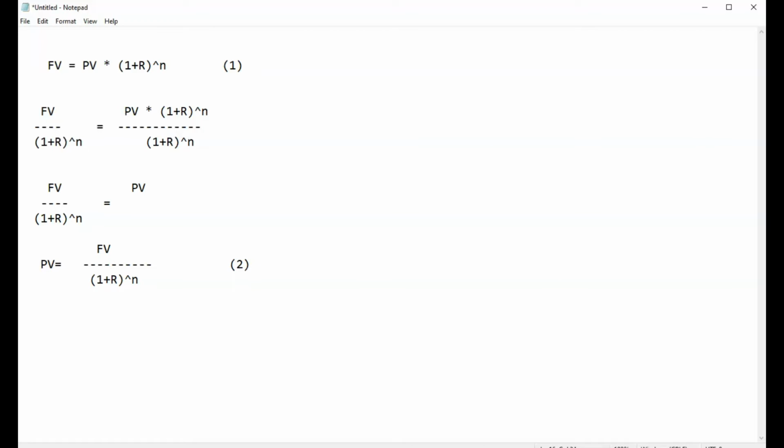Equation number 1 is where we calculate the future value for a given present value. Equation number 2 is the opposite of equation number 1. We calculate the present value for a given future value. This is why sometimes we call R the discounting factor. Usually we discount future value to calculate the present value. For equation 1, we compound present value to calculate future value.